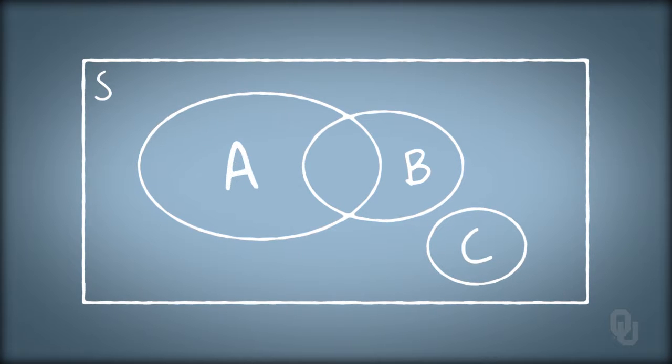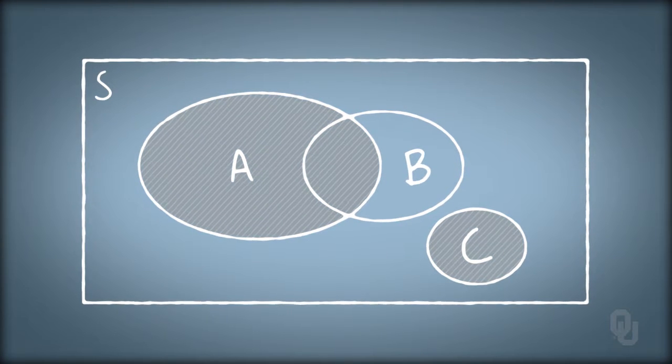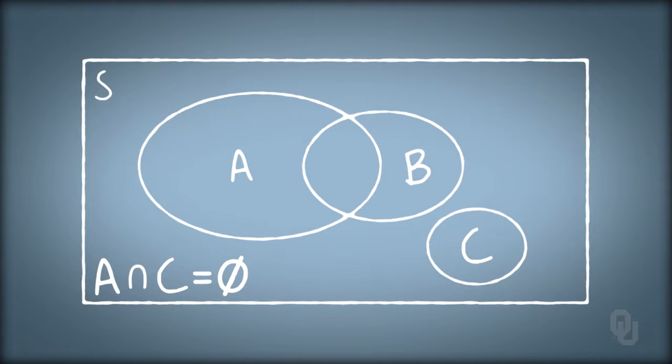Back to events A, B, and C. We note that events A and C are mutually exclusive. How would we characterize A intersect C in this case? We see that there's no overlap, no intersection of A and C. They don't occur together. As such, their intersection is the null set, or a circle with a diagonal line through it.